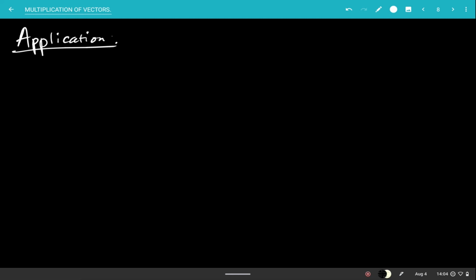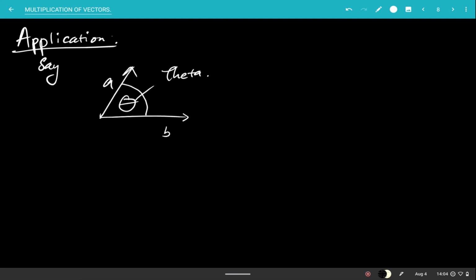So when it comes to application, say you have vector A and vector B, and there's an angle in between. It's called theta. Theta is simply the angle between the tails of the two vectors. Now this implies that A dot B is equal to the magnitude of A times the magnitude of B times cos theta. Magnitude of A is the length of A, and magnitude of B is the length of B.